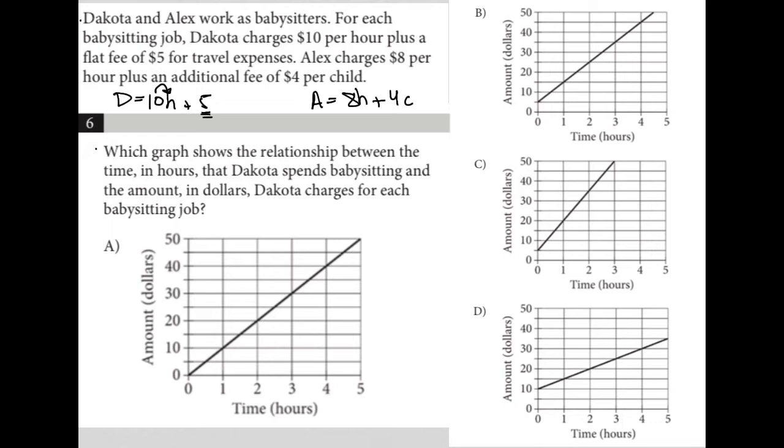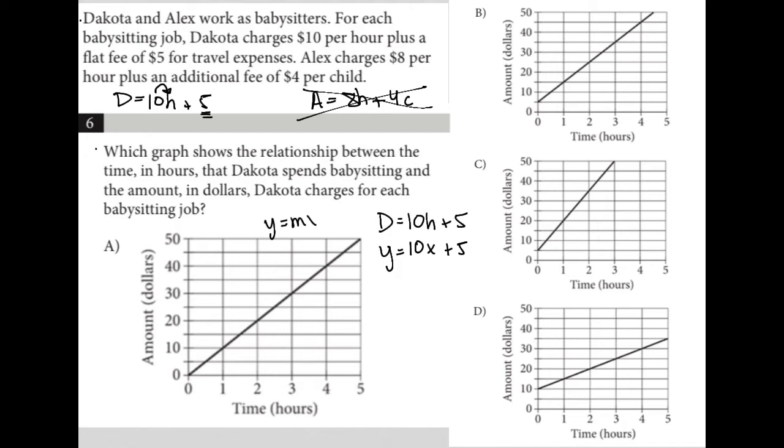So first of all, that tells me that Alex doesn't matter for this question, so I'm going to cross out A. Second of all, I'm dealing with graphs here, which means I want to think about things from a y and x variable standpoint. So I'm going to take this D equals 10H plus 5 and turn it into y equals 10x plus 5. Okay? So I have it in y equals mx plus b form, right?